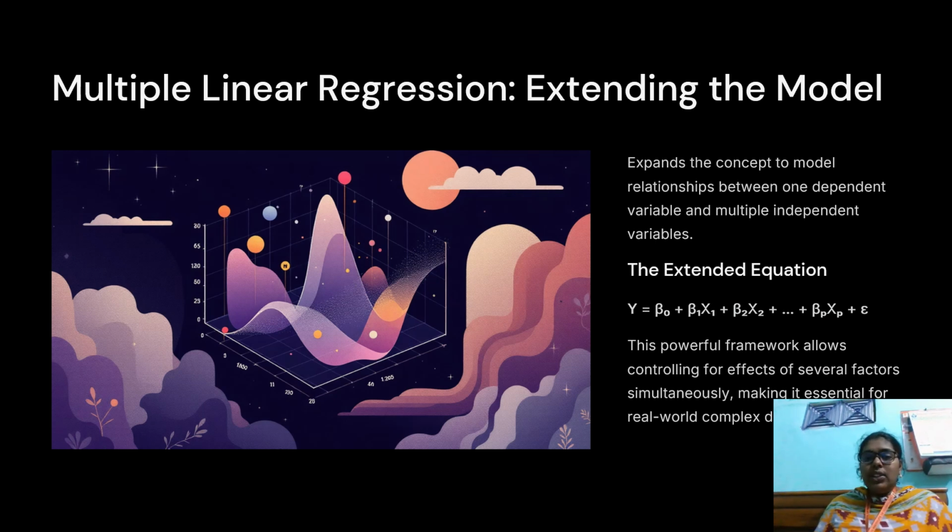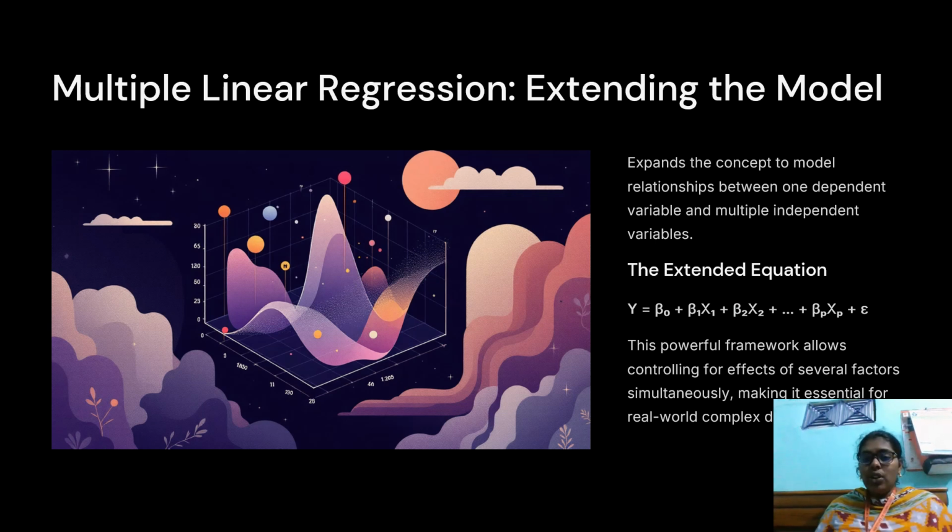Multiple regression means extending the tool. The model expands the concept to model the relationship between one dependent variable and multiple independent variables. In simple regression we have one independent and one dependent variable. Here we have multiple independent variables and only one dependent variable, so it is known as multiple linear regression.